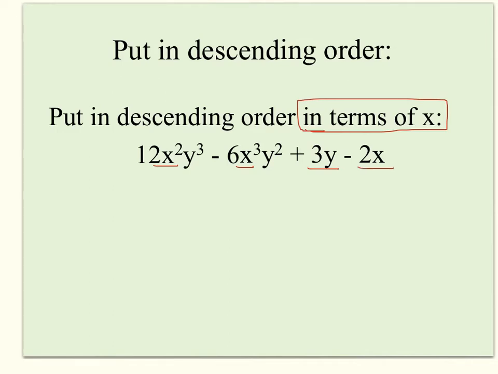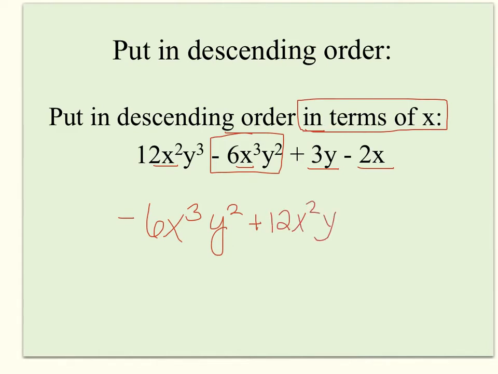So I look for my largest exponent on an x term, and in this case it's going to be this term right here. So I'm going to start with negative 6x cubed y squared. My next term is going to be my x squared term, which is positive 12x squared y cubed, then minus 2x plus 3y. And that's how you write in descending order.